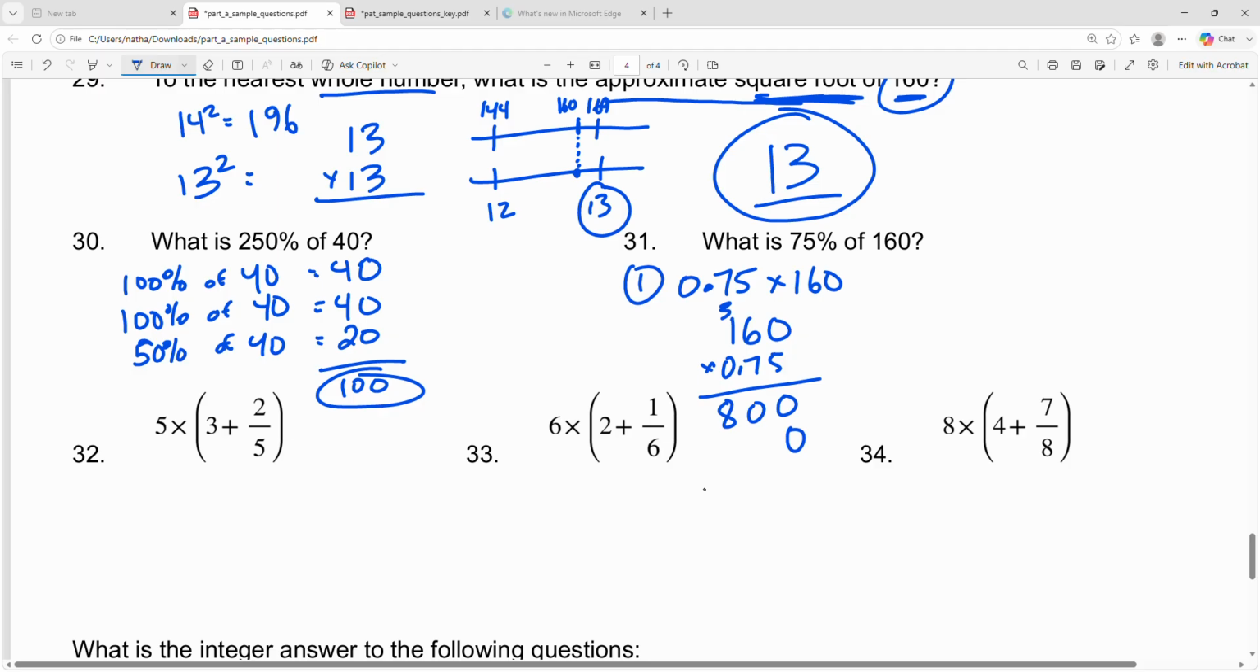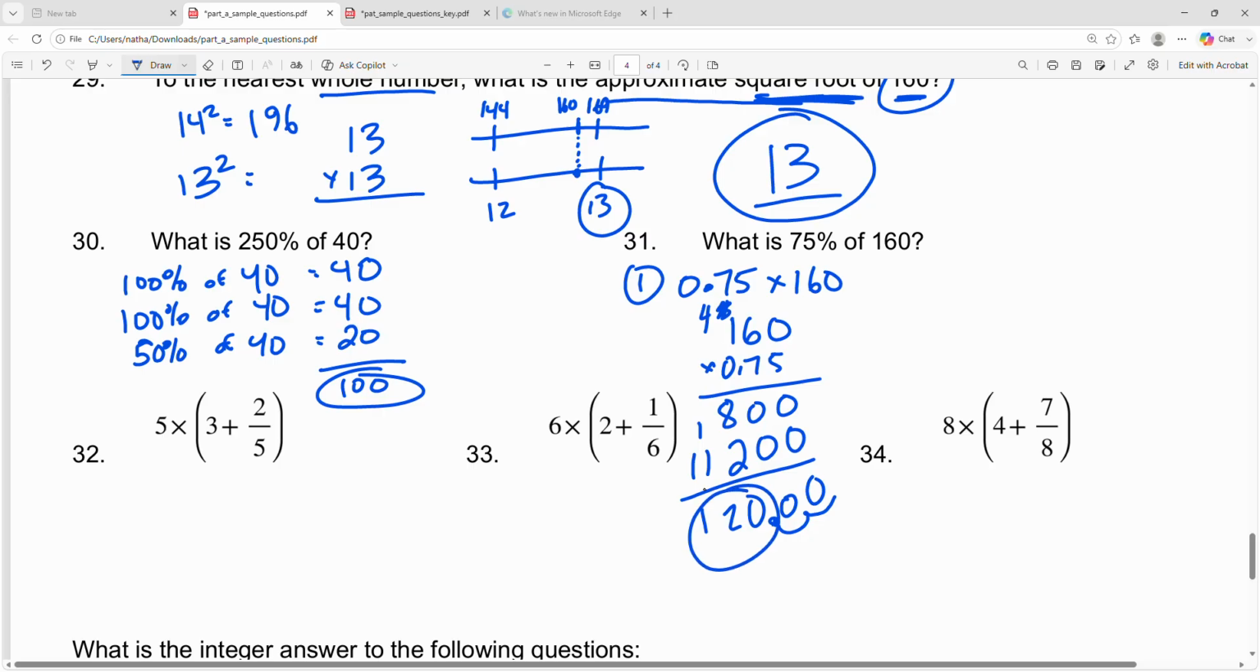Then 7 times 0, 0, 7 times 6 is 42. There's my 2. I'm going to carry the 4, and 7 times 1 is 7, plus 4 is 11, and we have 2 decimal places here. So my answer is going to be 1... 8 and so 0, 0, 8 and 2, 10, 1. So we have 2 decimal places to account for. So my answer there is 120.